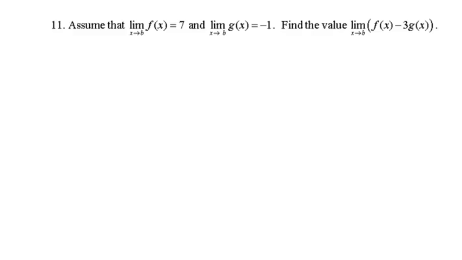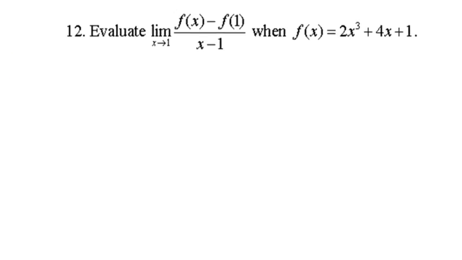Next, assume that the limit as x approaches b of f of x equals 7, and the limit as x approaches b of g of x equals -1. Find the value of the limit as x approaches b of f of x minus 3g of x. Well, our answer to that is going to be the limit of f of x, which is 7, minus 3 times the limit of g of x, which is -1. So that's going to be 7 plus 3, which is equal to 10. So 10 is our correct answer for problem number 11.